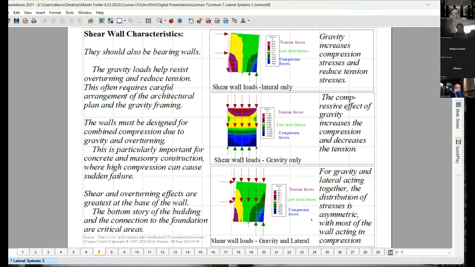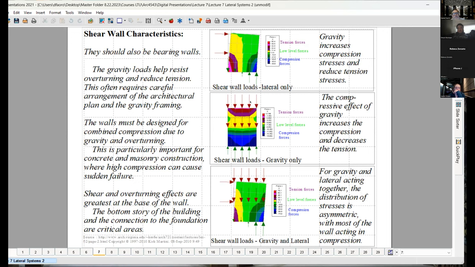So tension is pink on the lower left. Why? Because as we said before, the wall wants to come out of the ground here. It's pulled. It's compressed into the ground here. Therefore, there's the blue. That's the compression. And we get into lower stress regions in the middle.